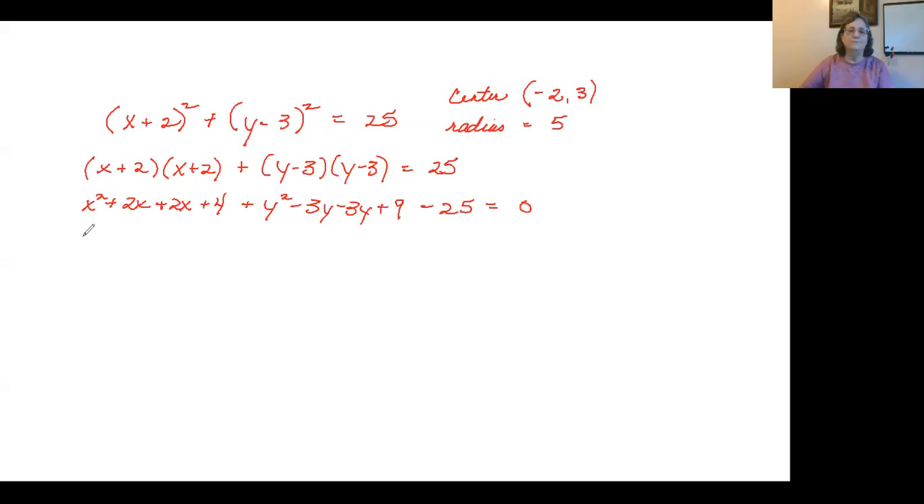That'll make this 0. So combining like terms, I get x squared plus y squared. The x terms add up to a 4x. The y terms add up to negative 6y. And 4 plus 9 minus 25 would be a negative 25, and a positive 13 would be a negative 12. So minus 12 equals 0. This is what they would call the general form.